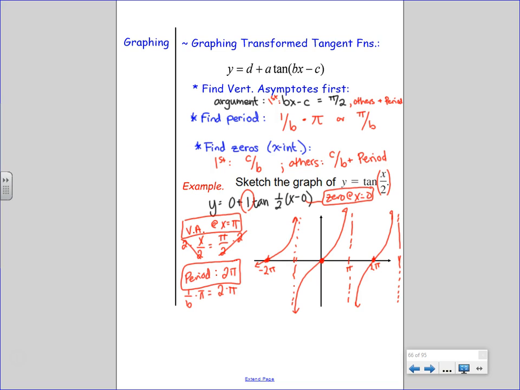But do you see what I mean by find 1 vertical asymptote and 1 0, and then you can use the period to count for the next 0 or the next vertical asymptote, forwards or backwards? Does that make sense? And what's the only time it's going to flip? When there's a negative, a vertical reflection, right?